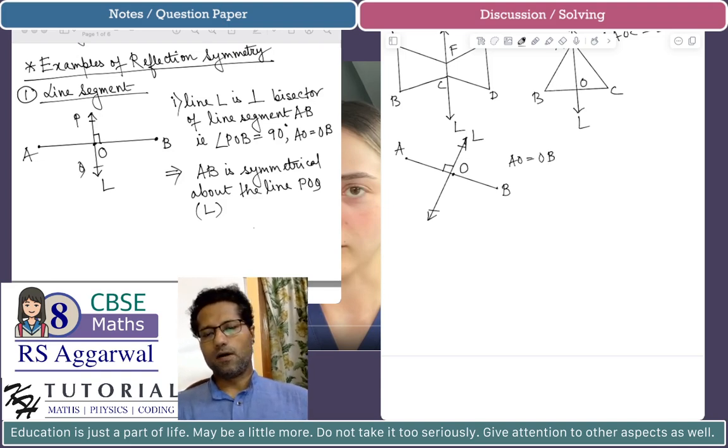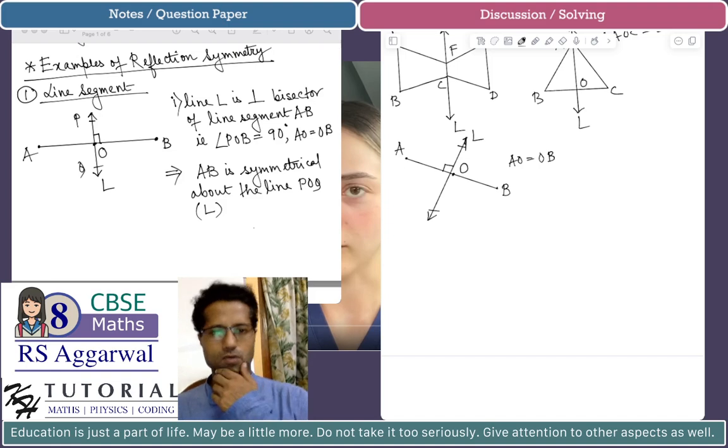Now, when can I say that the segment AB is symmetrical about the line L? If the segment AO is congruent to the segment OB, because as I said, the part of the figure on both sides has to be congruent. If two figures are congruent, then they look identical. So for a segment AB, its perpendicular bisector is its line of symmetry. Okay.